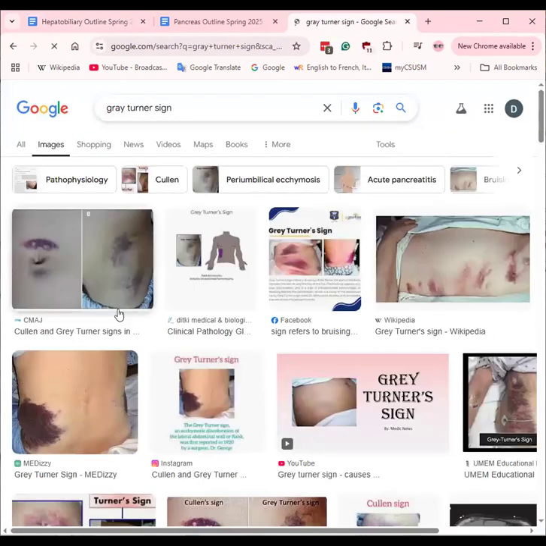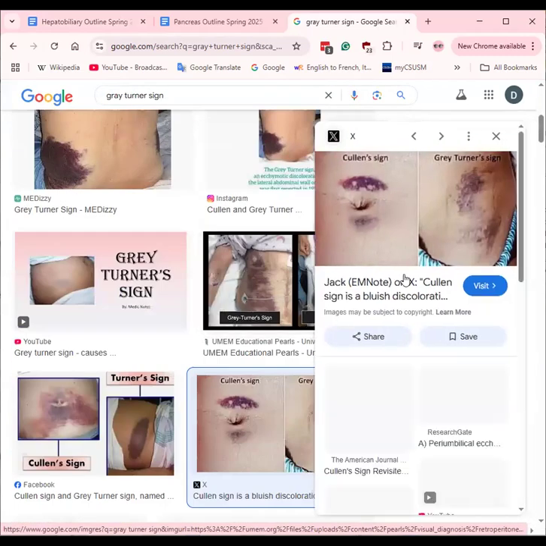If you suspect bleeding, and you can have a GI bleed, it might not just be appearance-wise, but might also show up as increased abdominal girth. Yeah, Cullen sign and Grey Turner sign.